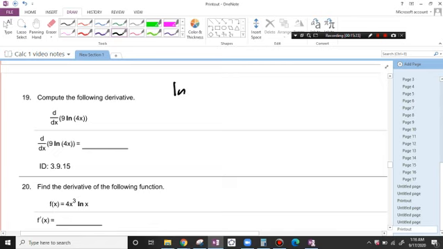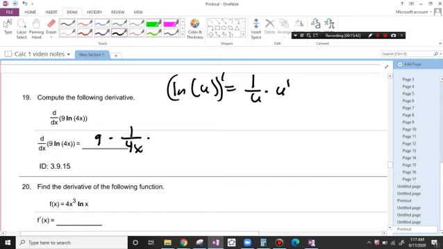We'll recall that the derivative of the natural log of u is 1 over the function times the derivative of the function. We'll hold the constant here. The derivative of 9 natural log of 4x is, hold the 9, the derivative of the natural log of 4x is 1 over 4x times the derivative of 4x, which is 4. The 4's cancel, 9 over x.